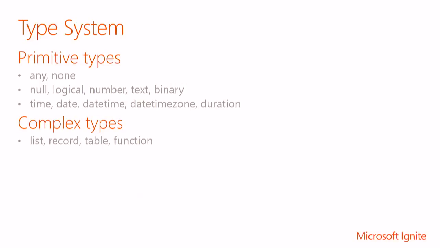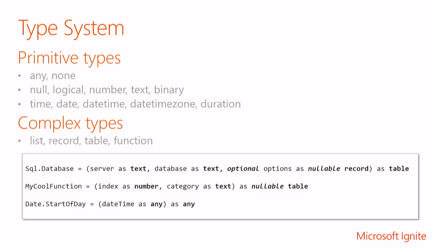I'll go quickly over the language. This deck is available through the Ignite site, so you can download and use these as reference. A couple of things I want to call out, though, around types. There's a number of primitive types in M. They tried to keep it as simple as possible.